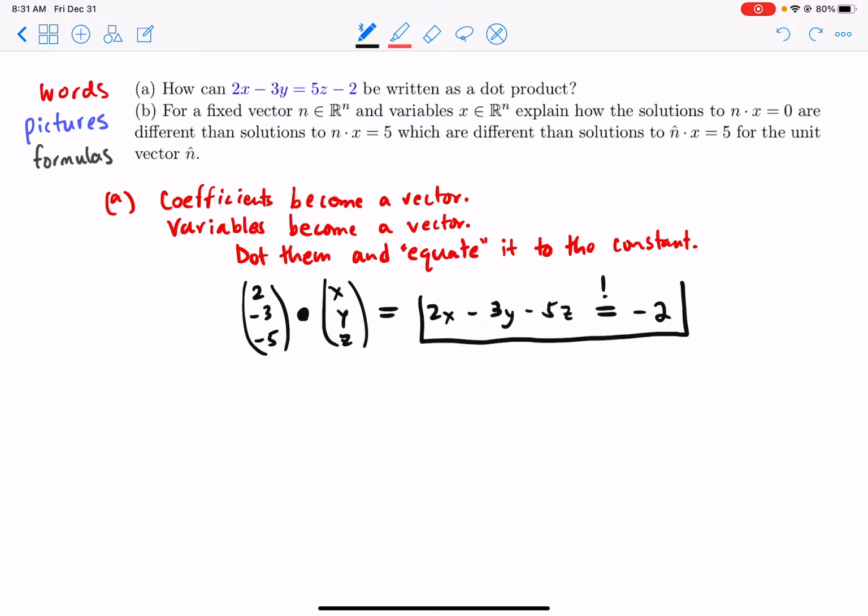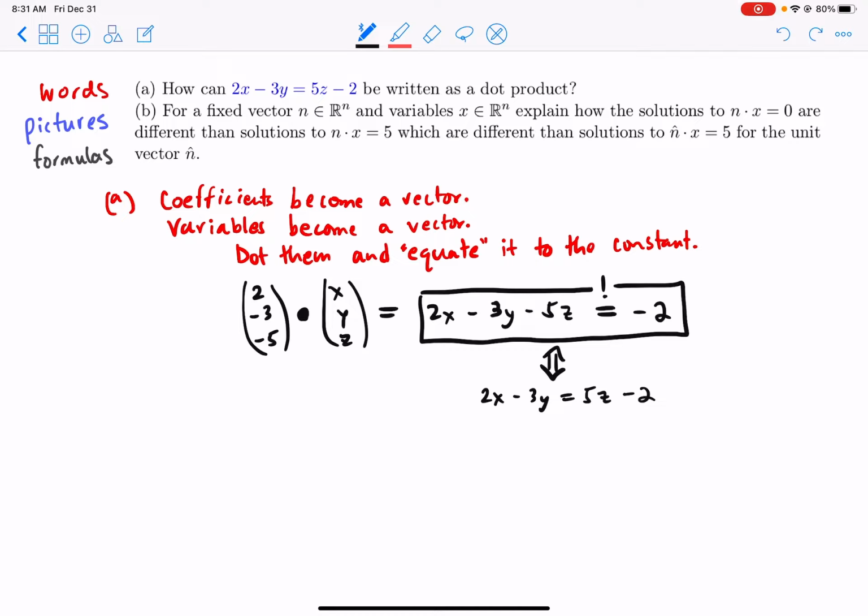I like to put an exclamation point when I'm reminding myself that I'm forcing this to be equal to negative 2. This expression doesn't need to be equal to negative 2. Only for very special x, y's, and z's will it be equal. So anyway, this is equivalent, here's my little symbol for equivalent, to the formula 2x minus 3y equals 5z minus 2. So these two things are the same.